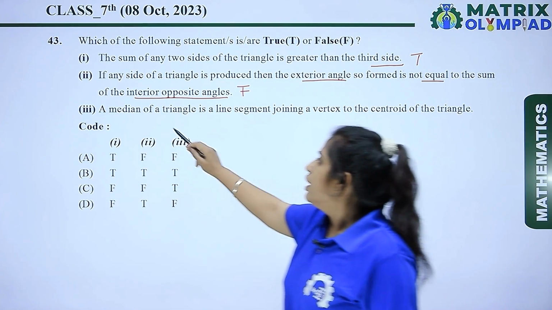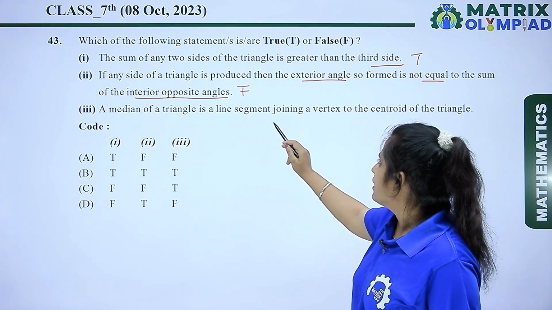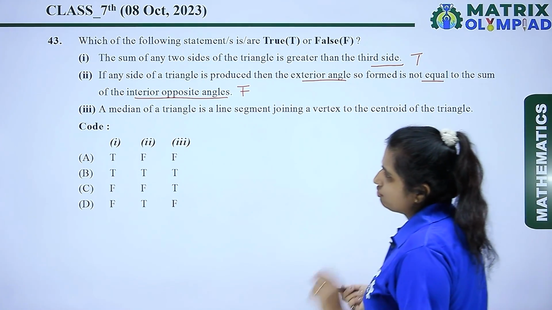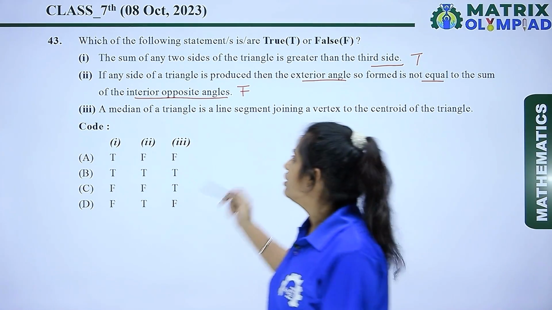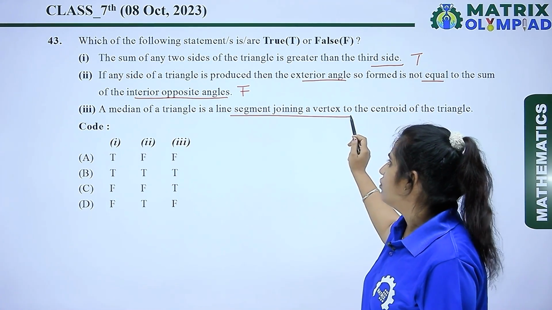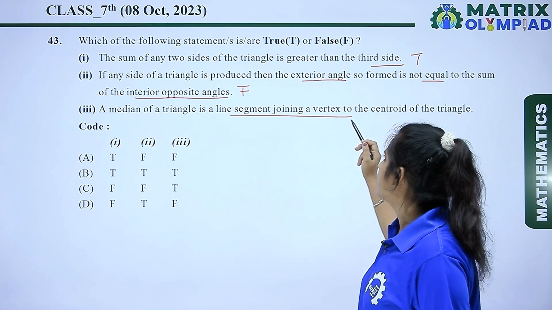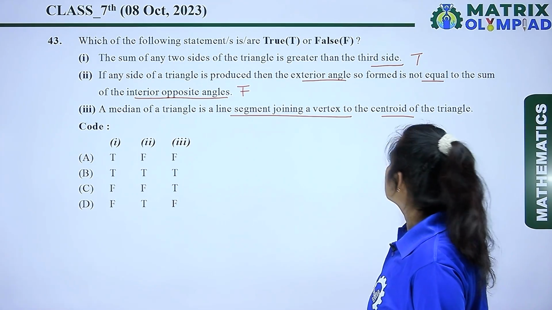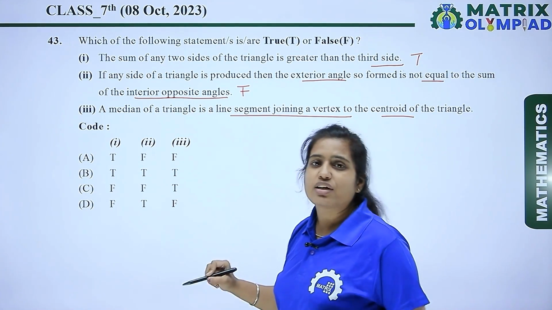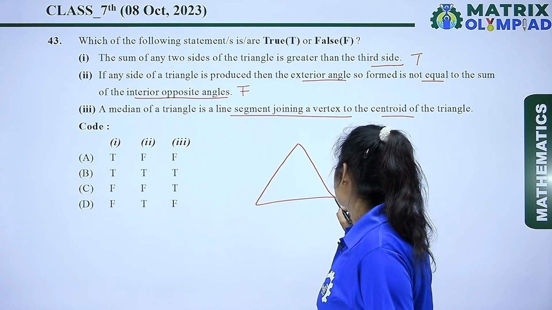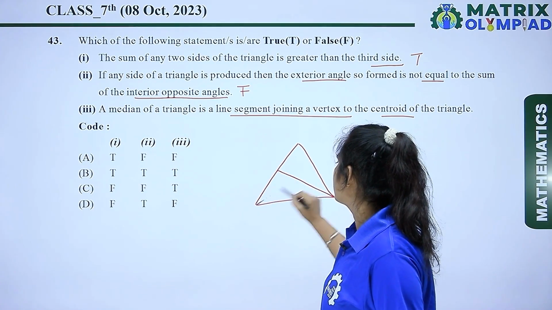थर्ड स्टेटमेंट है a median of a triangle is a line segment joining a vertex to the centroid of the triangle. मीडियन है ट्राइंगल के अंदर और वो क्या है, is a line segment joining a vertex. वो लाइन सेगमेंट है जो ज्वाइन कर रही है वर्टेक्स को to the centroid. अब ये कह रहा है कि सेंट्रोइड पे ज्वाइन करती है of the triangle, जबकि सेंट्रोइड क्या होता है, सेंटर होता है जहां पर तीनों मीडियंस मीट करती हैं.